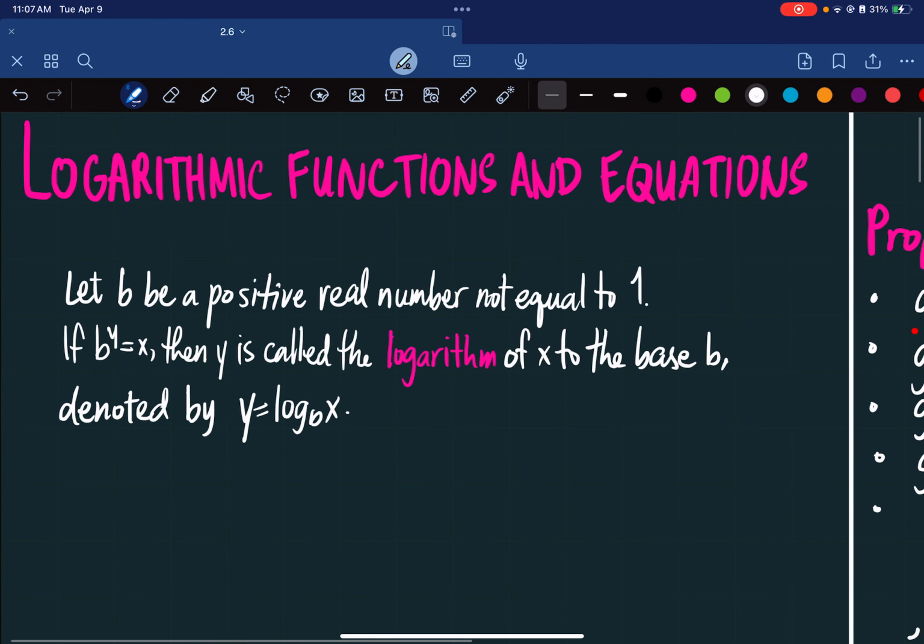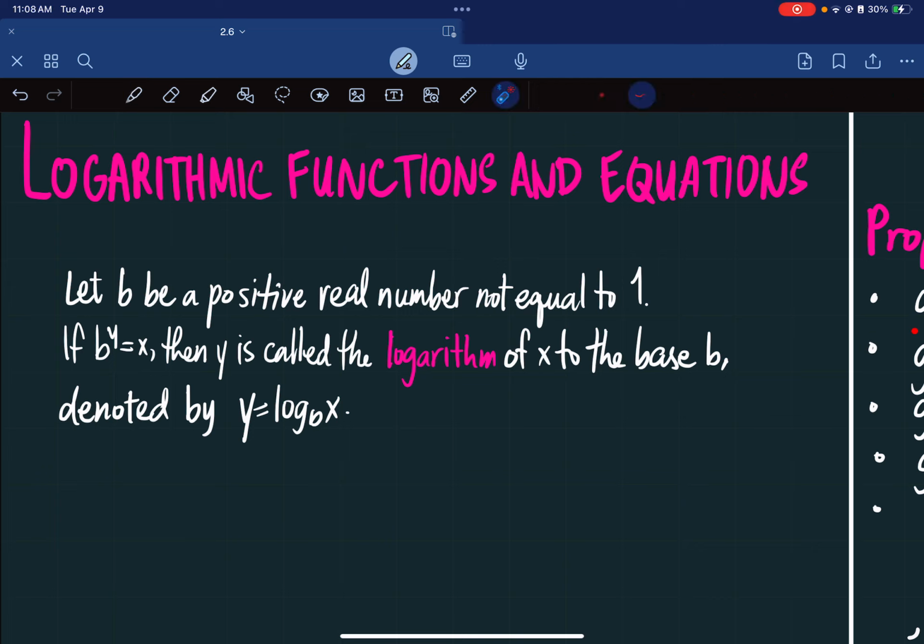Good day, everyone. So, this is the first part of discussion 2.6, logarithmic functions and equations. Okay, let's start. Let b be a positive real number not equal to 1.